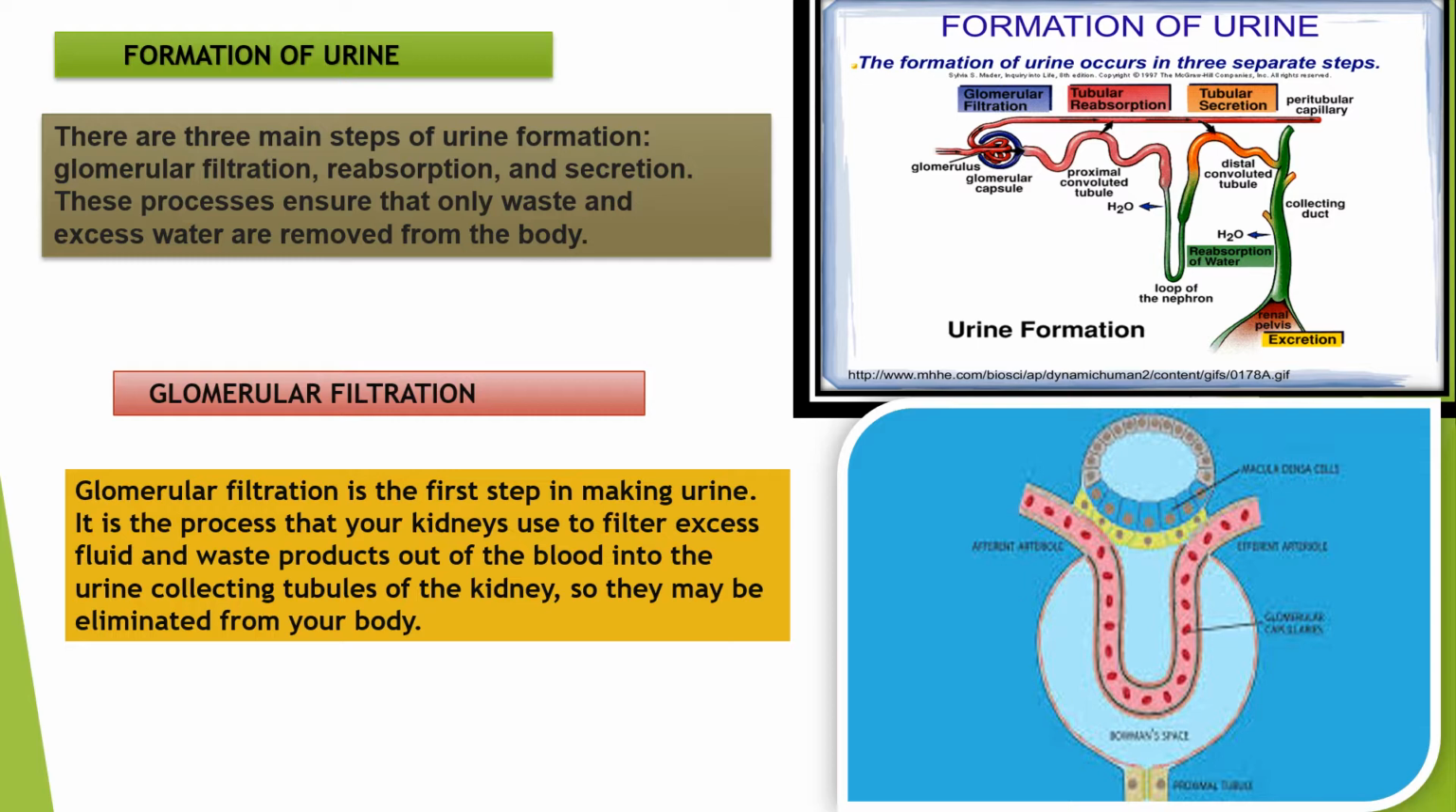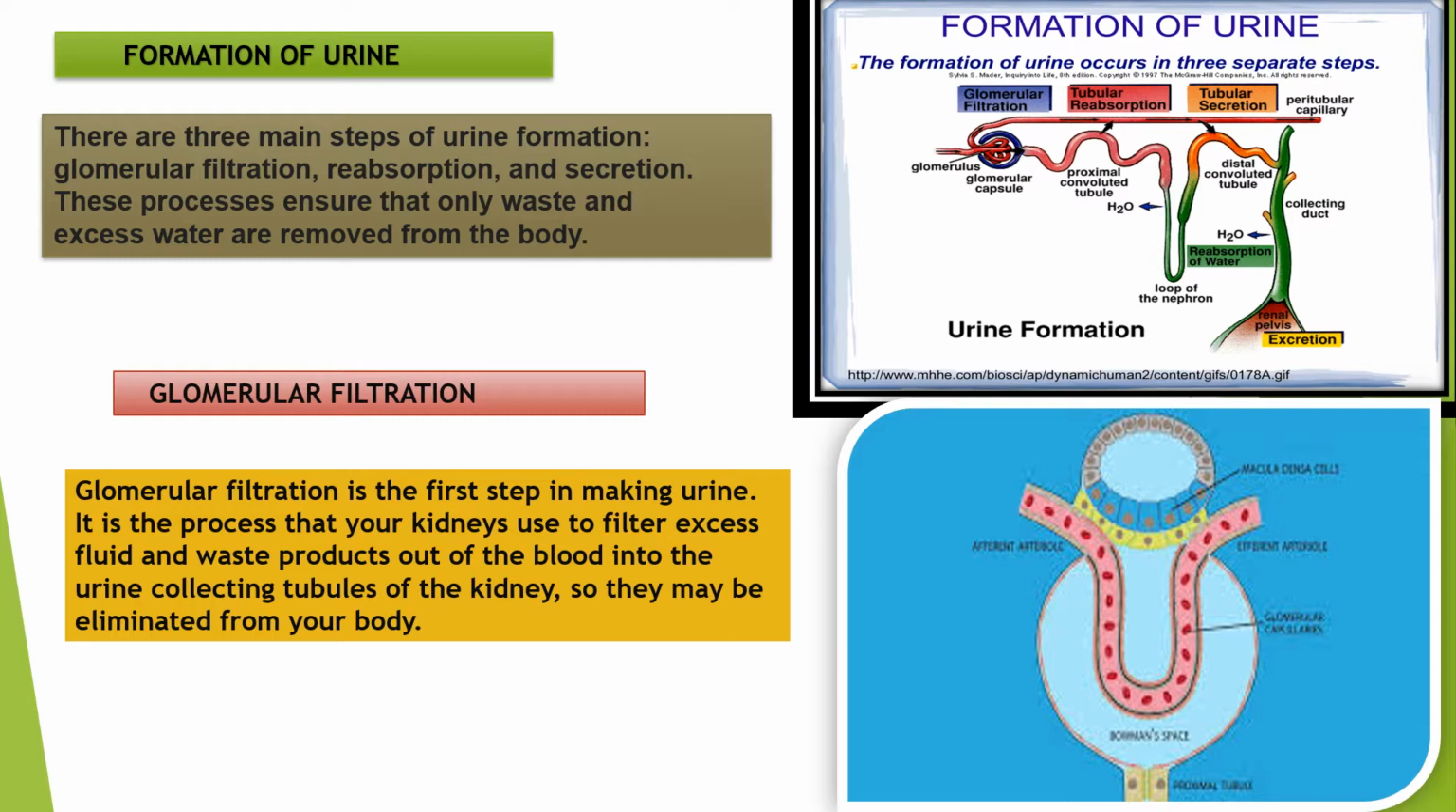First one, glomerular filtration, where it actually involves glomerulus and glomerular capsule. That means Bowman's capsule. That means it involves Malpighian corpuscle. Second one is tubular reabsorption. It actually happens in proximal convoluted tubule. And the third one is tubular secretion. It actually happens in distal convoluted tubule, which includes the collecting duct also and Henle's loop also. But mainly tubular secretion happens in distal convoluted tubule.